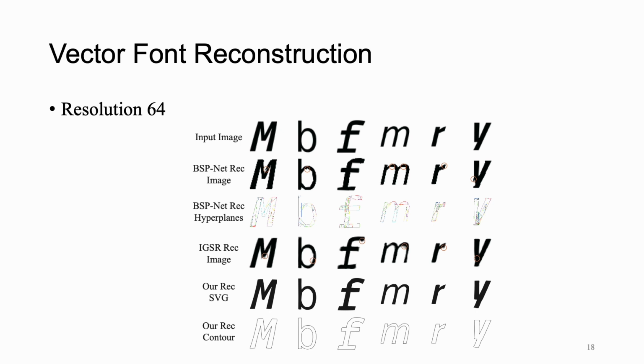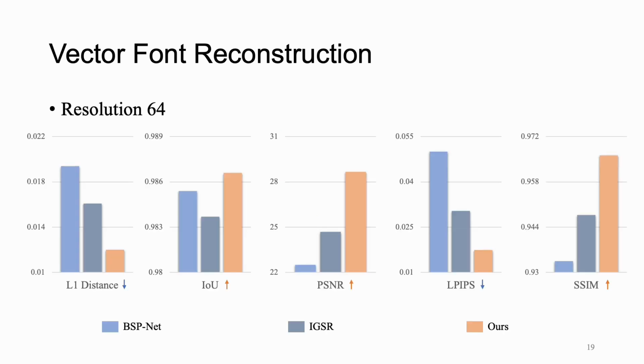We can see that BSPNet only uses straight hyperplanes, which performs poorly on glyph images containing a large number of Bezier curves. IGSR uses the general conic section equation, which cannot be precisely converted to the quadratic Bezier curve. Quantitative results of different methods further demonstrate the effectiveness and superiority of our VecFontSDF.